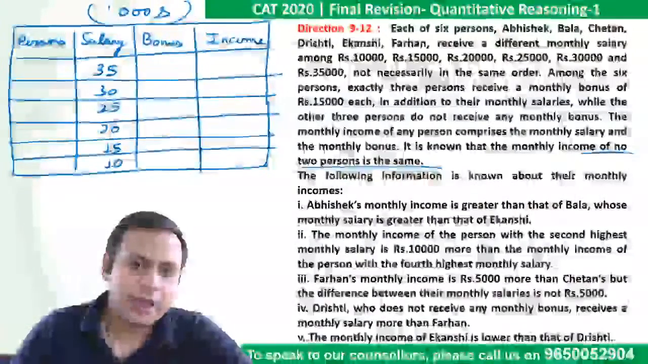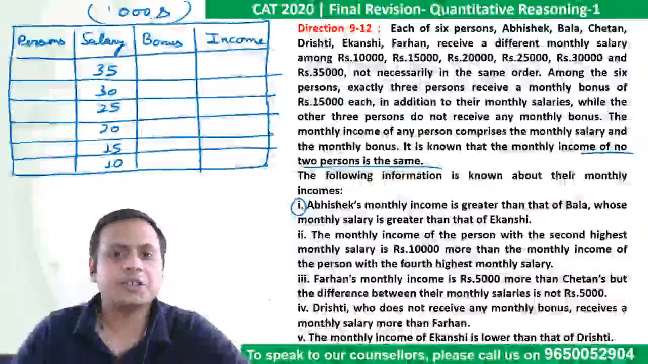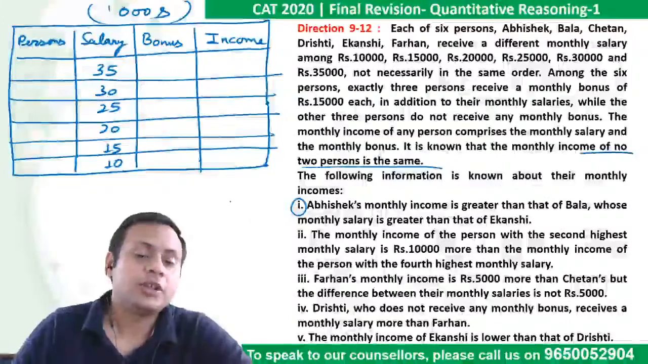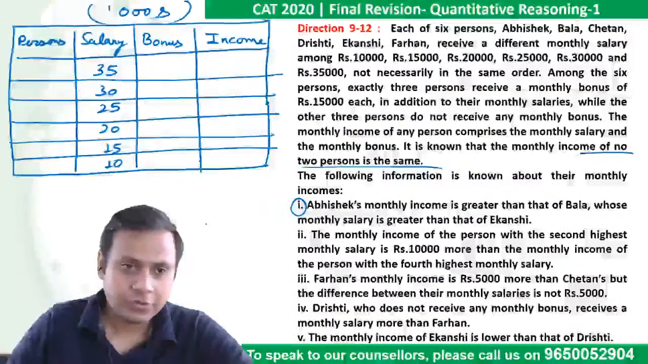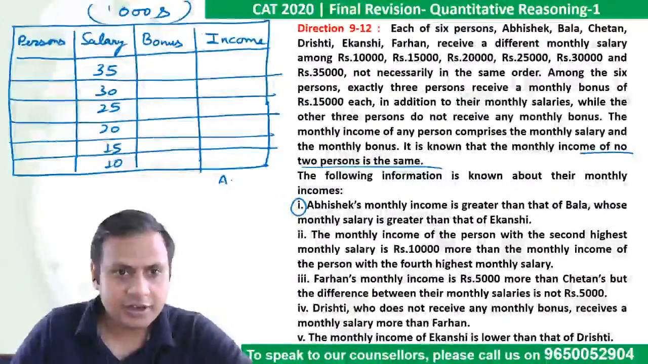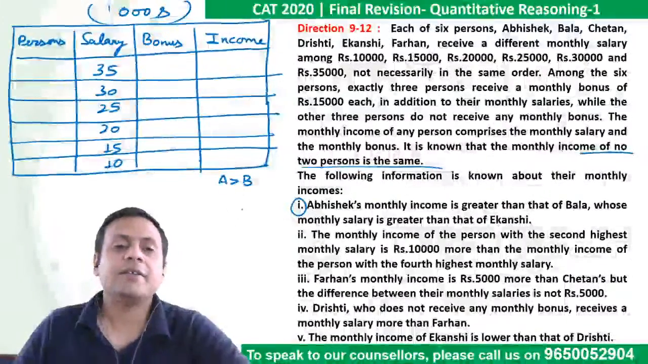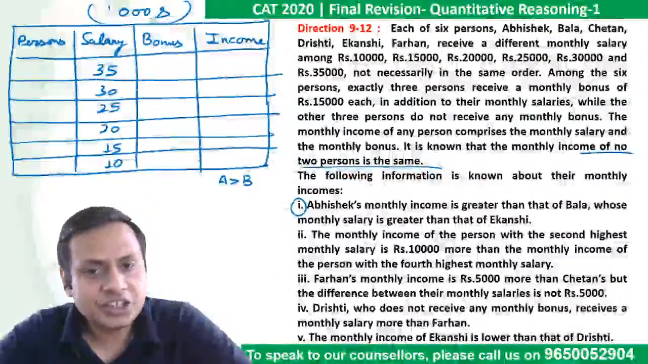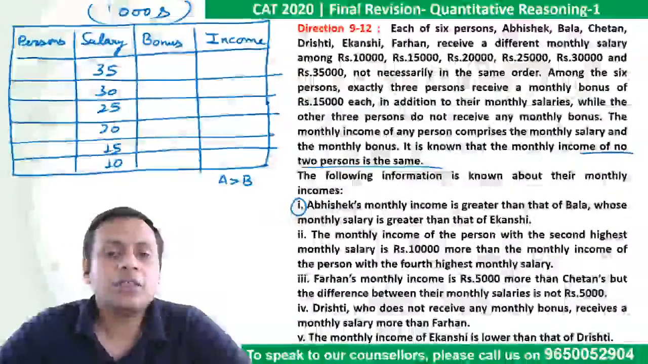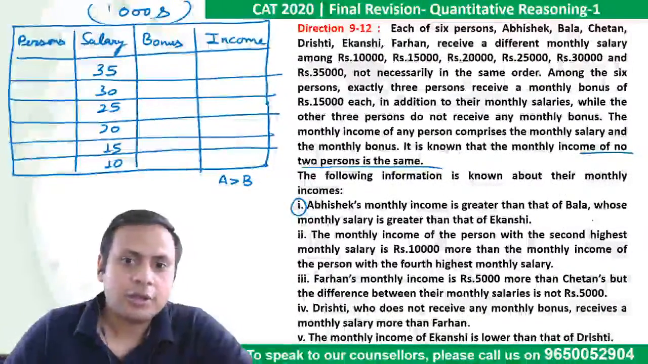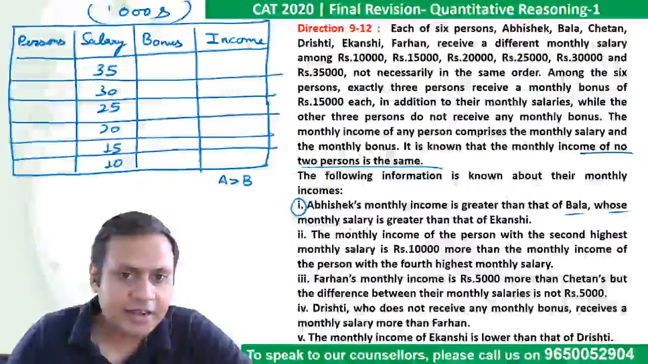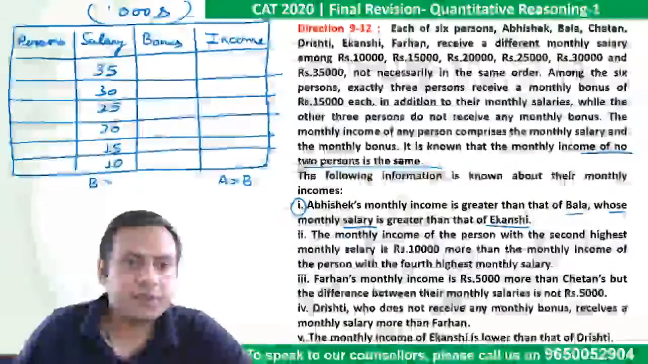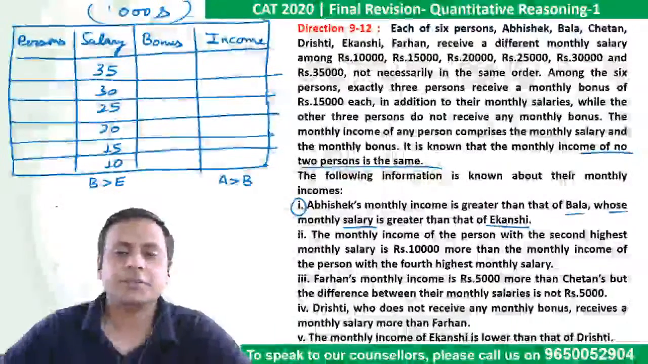Okay. So by the way, point number 1, they are saying Abhishek's monthly income is greater than that of Bala. So they are talking about income. I will write it below the column of income so that we know on which parameter this relation is given. And Bala's monthly salary is greater than that of Ekanshi.